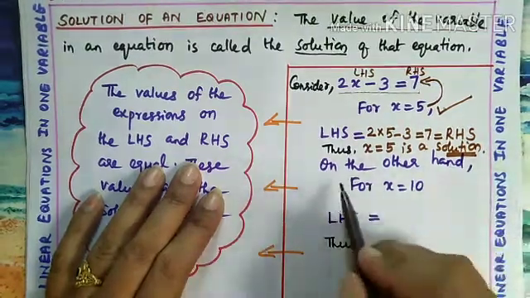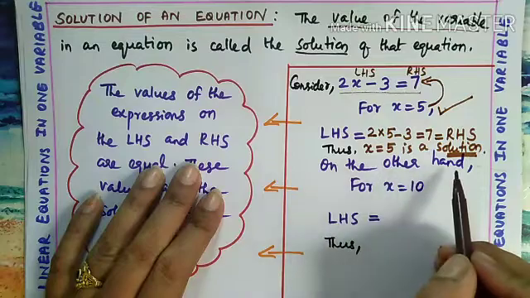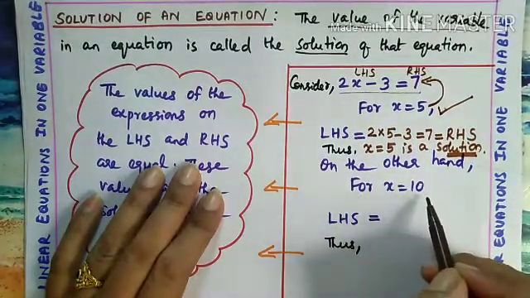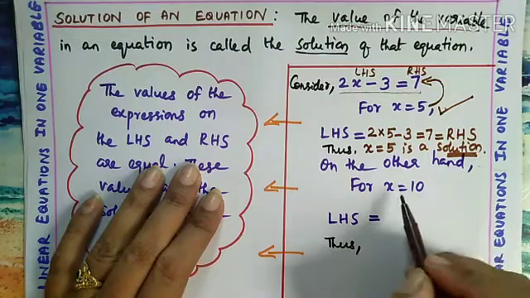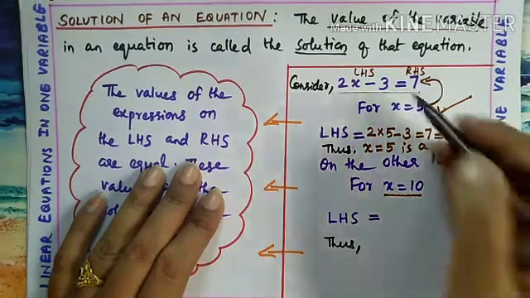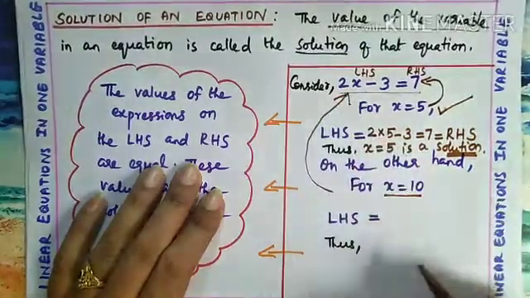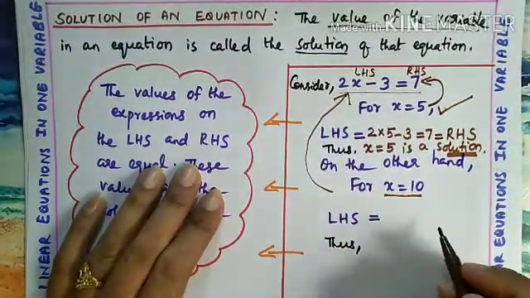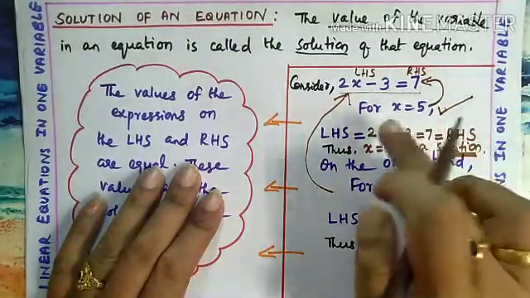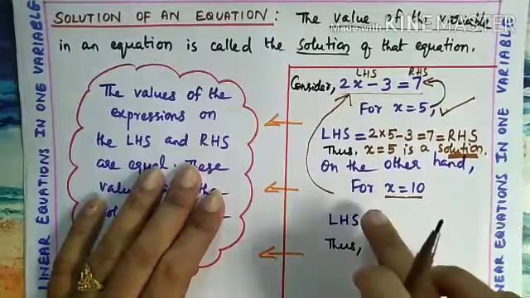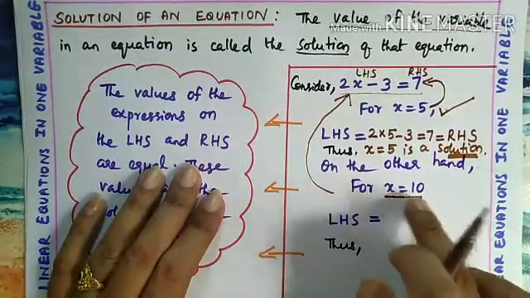Now you see one more example. On the other hand, another example. For x equal to 10, we are going to check this x value again in the same equation only. So x equal to 5 is over. We checked, it came correct. Now I am going to check one more number, for x equal to 10.